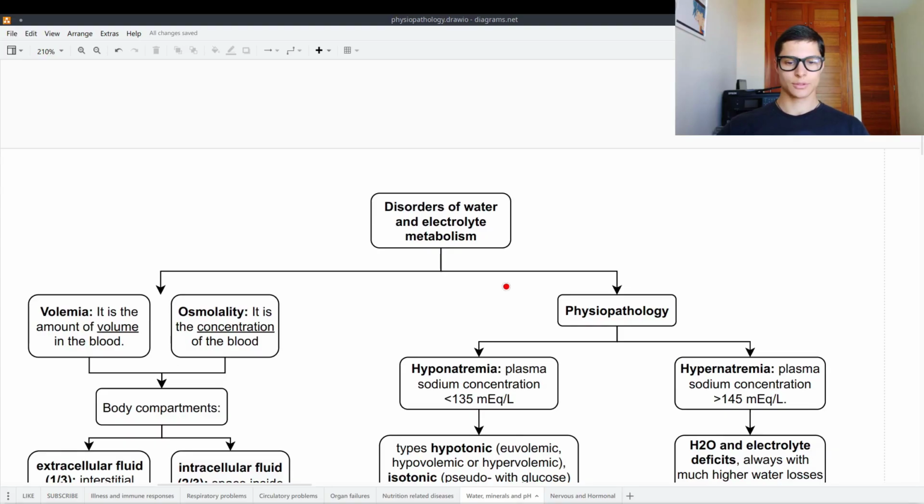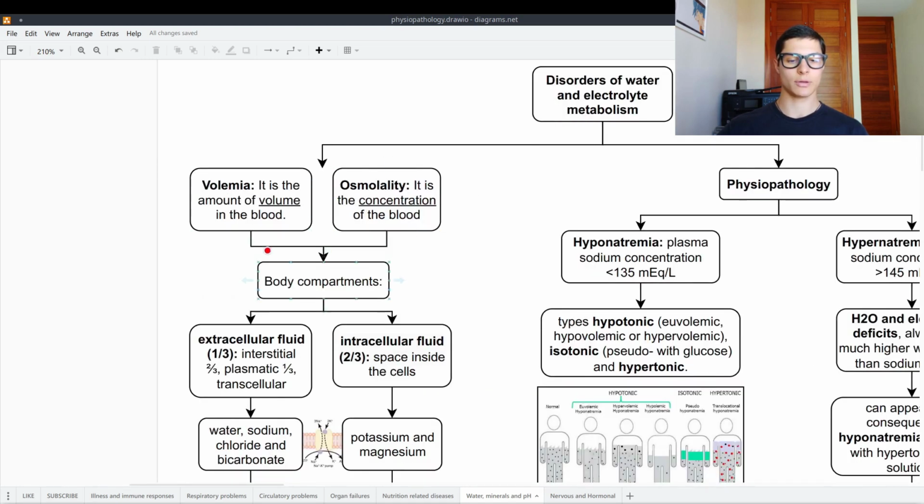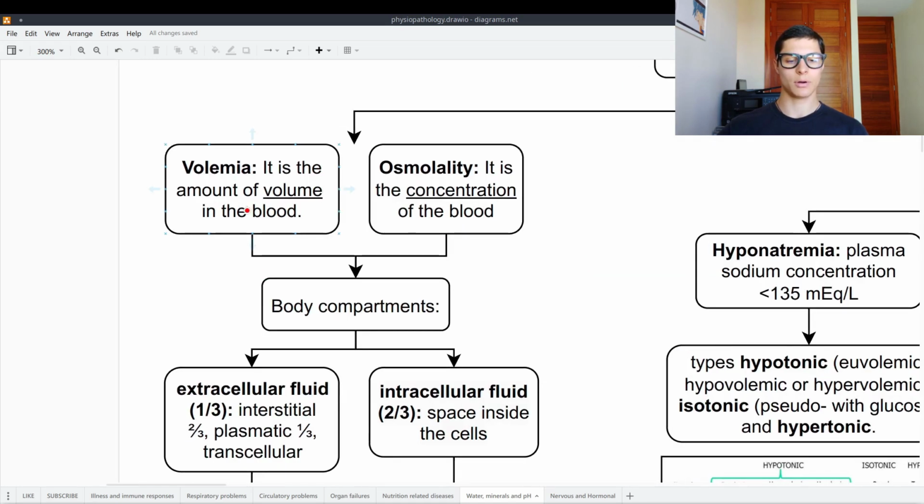So let's begin. Disorders of water and electrolyte metabolism. So here we have the volemia and the osmolarity. The volemia is the volume of blood and the osmolarity is the concentration of it.